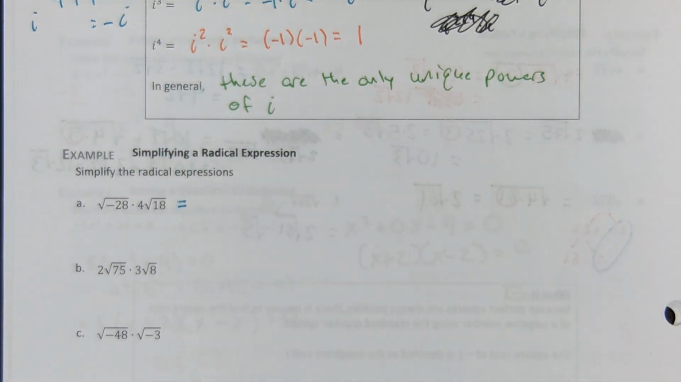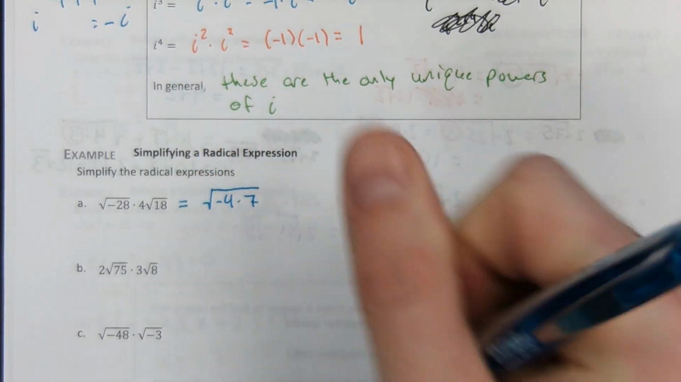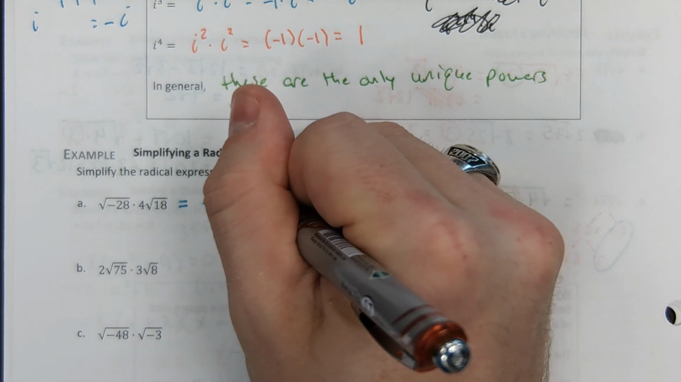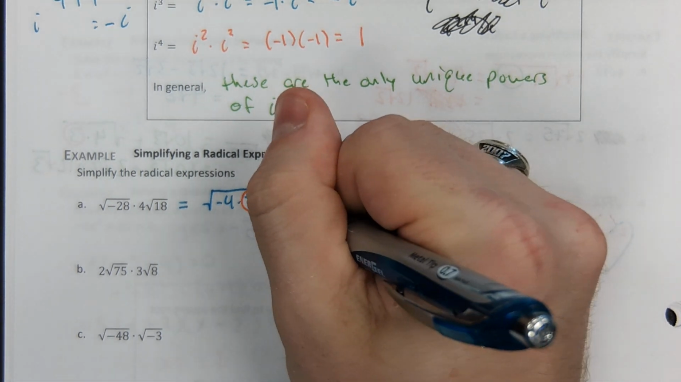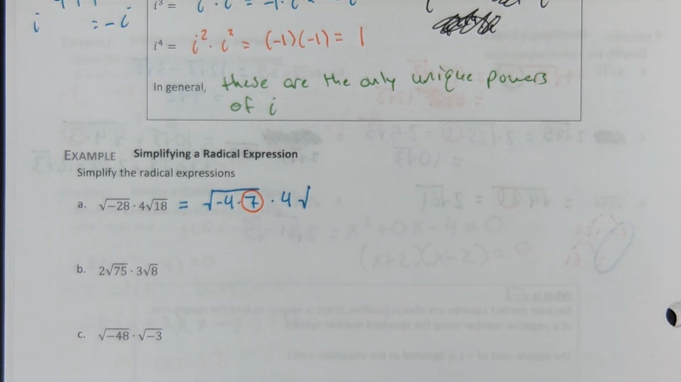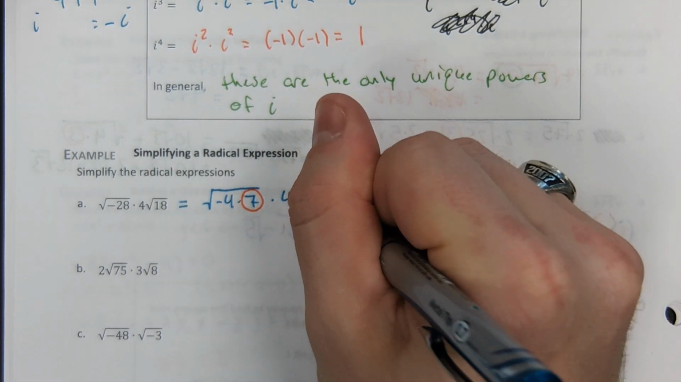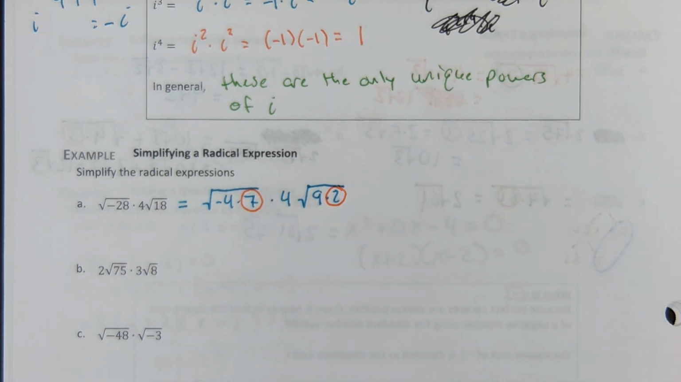Because we are treating -1 as a perfect square, we can ask ourselves, what negative perfect square can we divide -28 by? -4 does. You can divide -28 by -4. It'll go 7 times. I'm going to circle the 7 because it is prime, therefore it is trapped inside that radical. Then I have times the square root of 18, and we have to ask ourselves, what perfect square can we divide 18 by? The answer is 9. The 2, like I said, prime, therefore trapped.